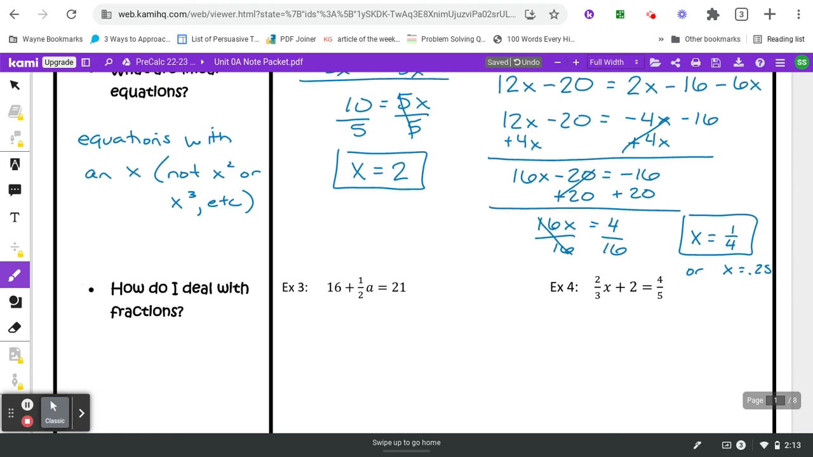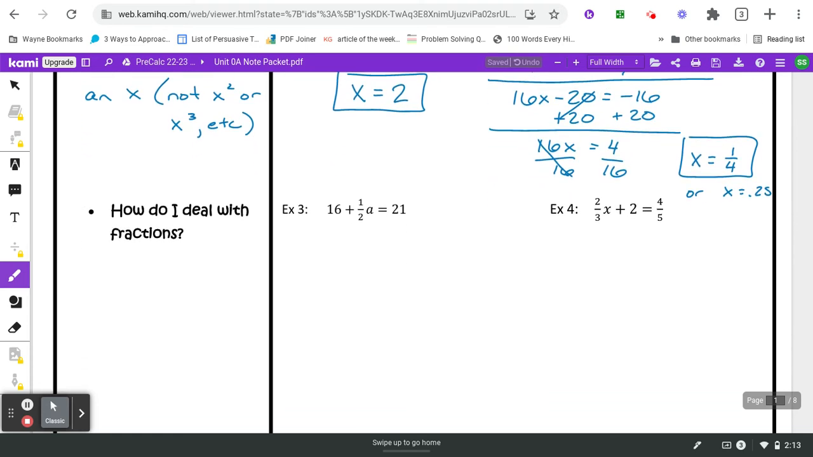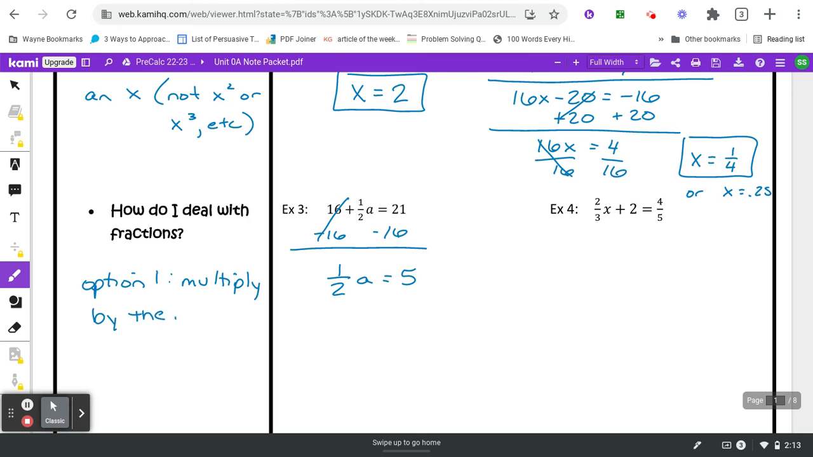All right, how to deal with fractions. So there's 2 ways of how we're going to deal with these fractions. The first way, we're just going to start by subtracting the 16 over, since those are both whole numbers. And then we have that fraction. So option 1, how we deal with that is we're going to multiply by the reciprocal.